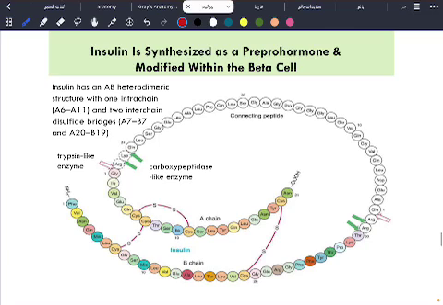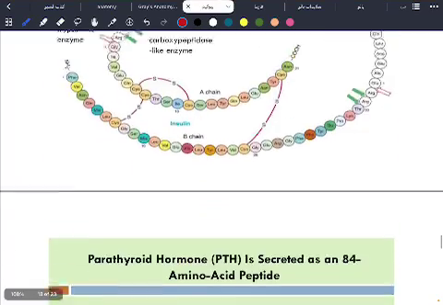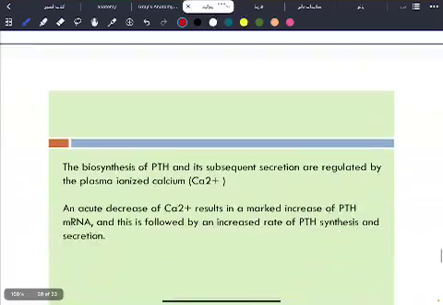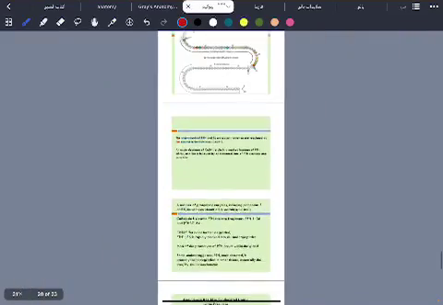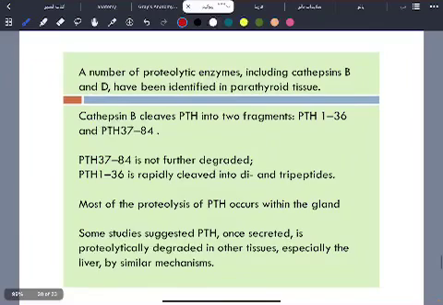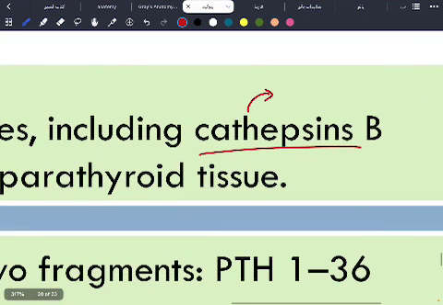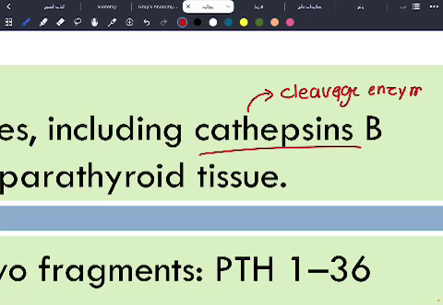So this is not a human one, it's bovine pre-parathyroid hormone as an example. Memorizing is not necessarily required, just to know that we have cleavage sites in order to activate the hormone. I won't go into the details of PTH synthesis, just to know it's released from the parathyroid gland. We have these cleavage enzymes, cathepsins like cathepsins B and D. They are involved in the parathyroid hormone synthesis and are responsible for the cleavage of these sites.